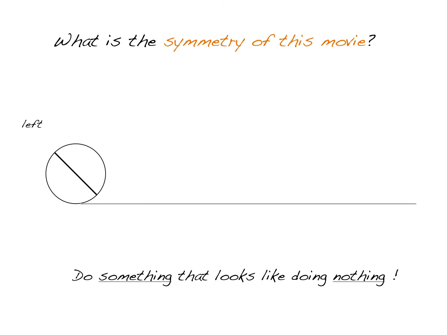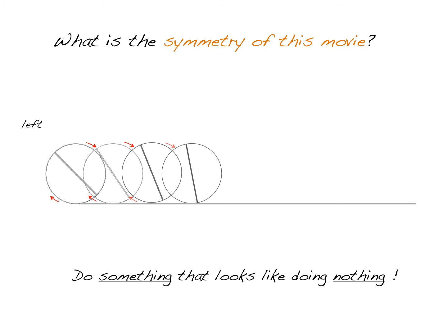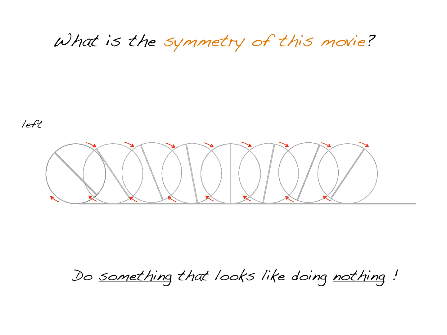Now, instead of static images, consider a movie of a circle rolling from left to right. 9 intermediate frames are shown along with red arrows indicating the direction of motion. So what is the symmetry of this movie? Clearly, we need to do something that looks like doing nothing.